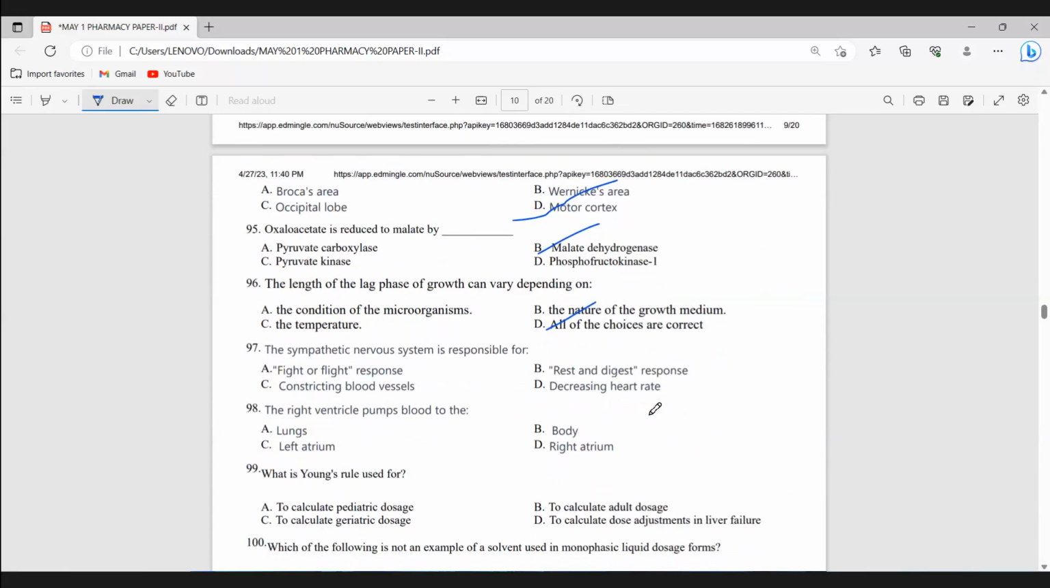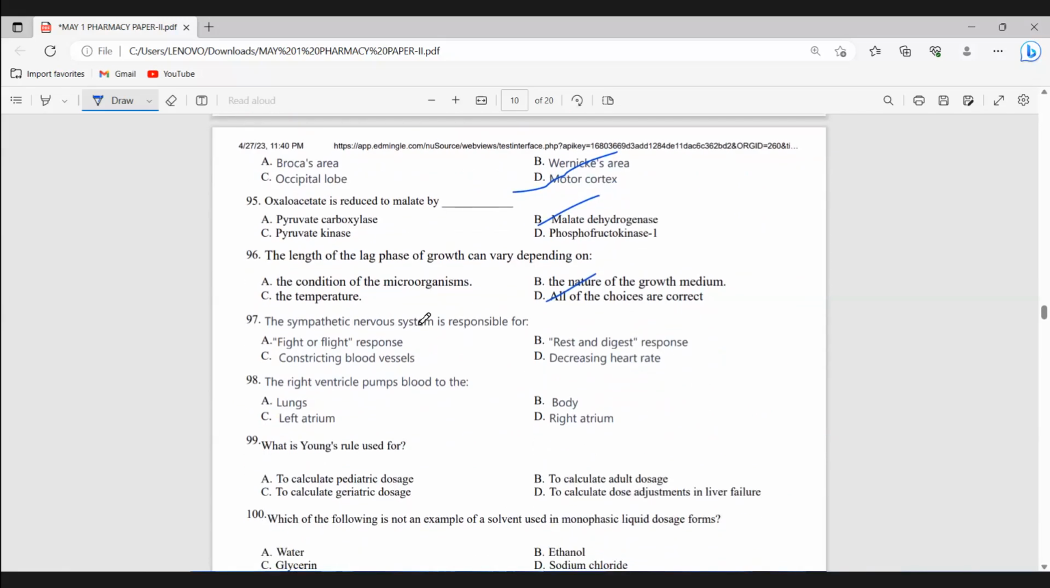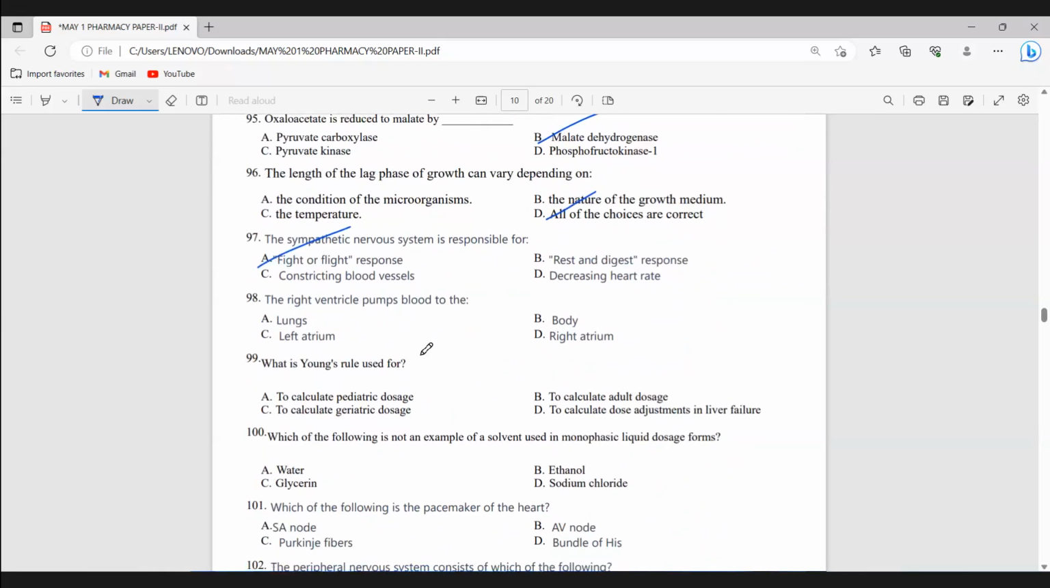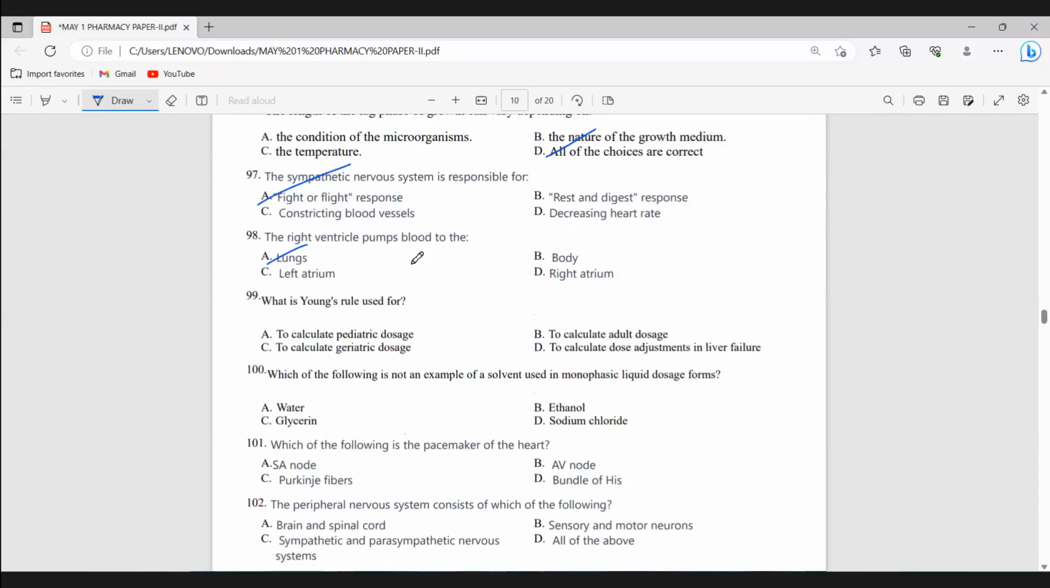All choices are correct. Then the sympathetic nervous system is responsible for? Fight and flight response. Then right ventricle pumps blood to lungs. Young's formula is used for? Young's formula is used to calculate the pediatric dose.